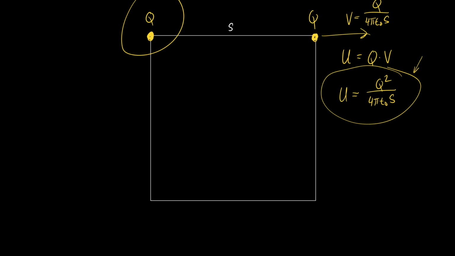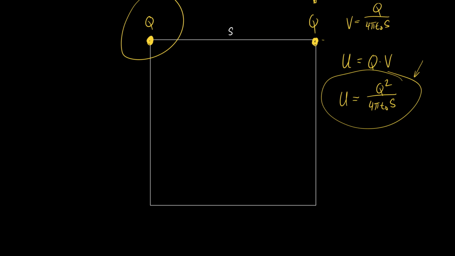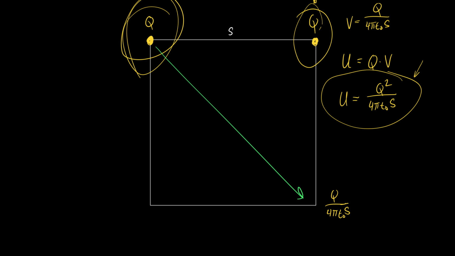So going back to our assembly of charges, putting the next charge in place really doesn't require us to do very much. We need to figure out what the electric potential is here due to the other two charges, and then multiply by the value of the new charge. The electric potential due to the other two charges isn't too tough because we've got one charge here, so the electric potential from that charge will be Q over 4 pi epsilon naught S. And we have this charge here. You just have to be careful because this charge is a little further away.